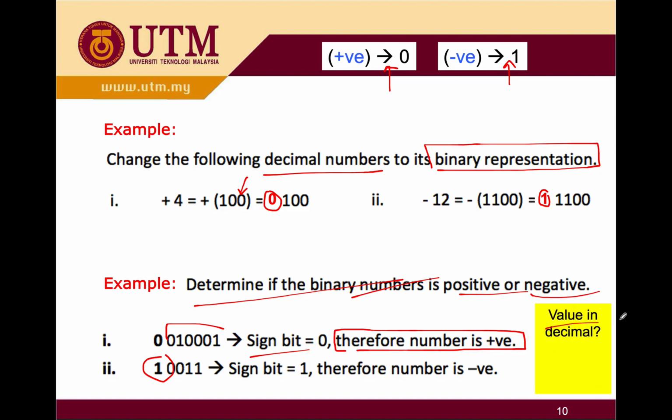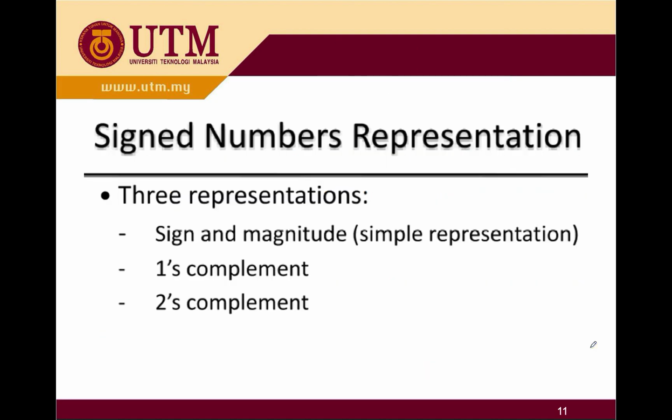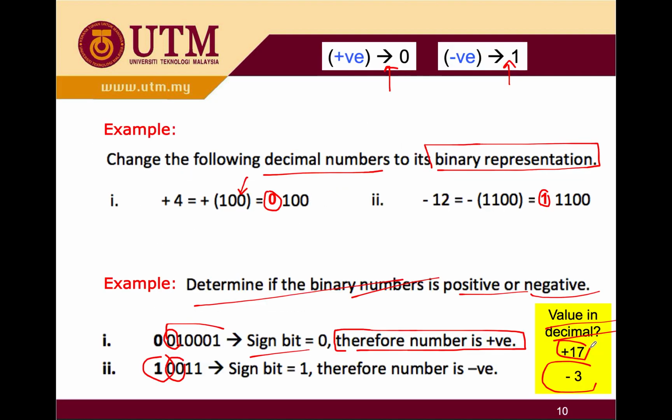So how about the value in decimal? This is what happens, and I mentioned to you that over here there is a 0 0, as seen in the previous example. So this is negative 3, and this is a positive 17. So please try this example.